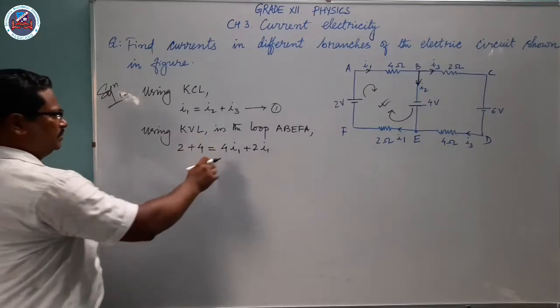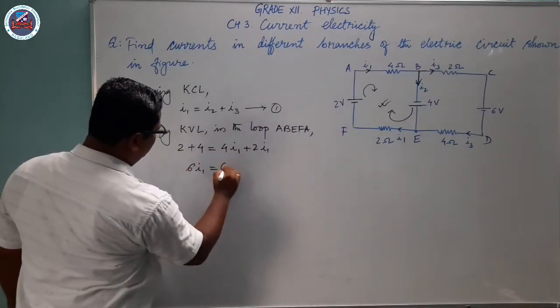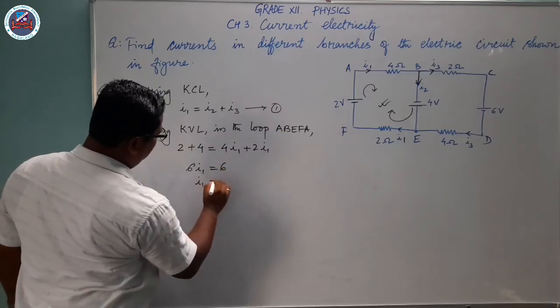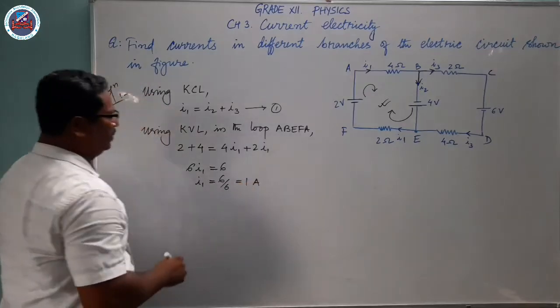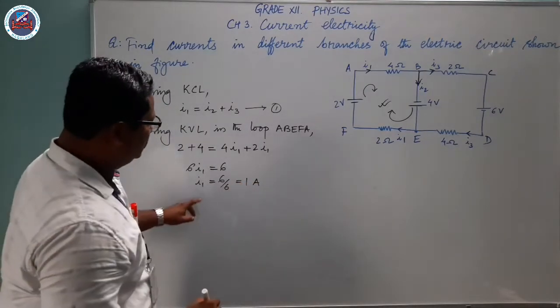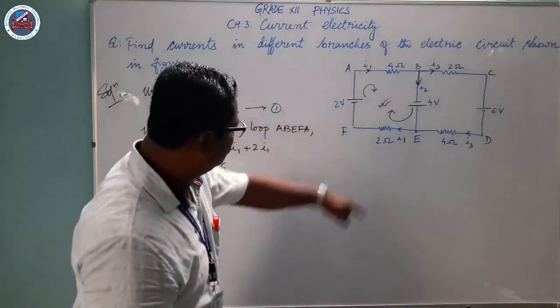Like this you complete the law. Then here 4 plus 2 is 6I1 equal to 2 plus 4 is 6. So I1 is equal to 6 by 6 is 1. So it is 1 ampere. Like this you can find out the current. Likewise again use the second loop.